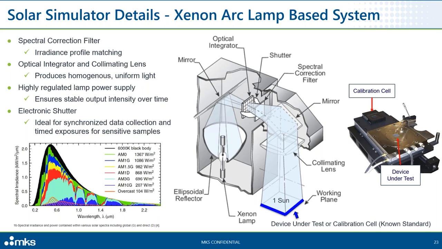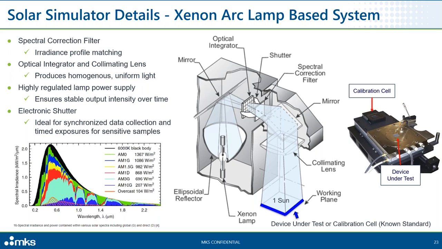An optical integrator and collimating lens are in line in the light path to ensure you produce homogeneous, uniform light across your total working sample plane. And then finally, we include a highly regulated lamp power supply to minimize those time-dependent effects and ensure stable intensity over time. Another feature of solar simulators is the electronic shutter. This is ideal when you want to synchronize your data collection of your IV scans for timed exposures, as well as limiting exposures to your sample, depending on the chemical makeup of your device. If you only want to do small doses, you control it with the electronic shutter.